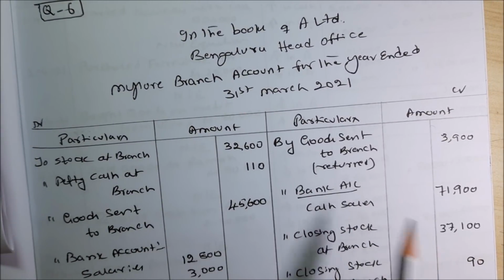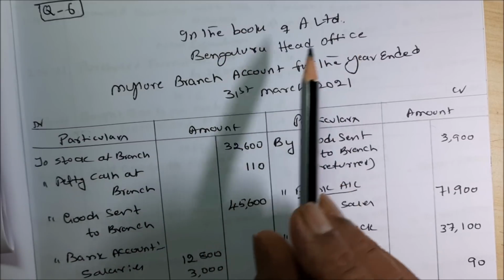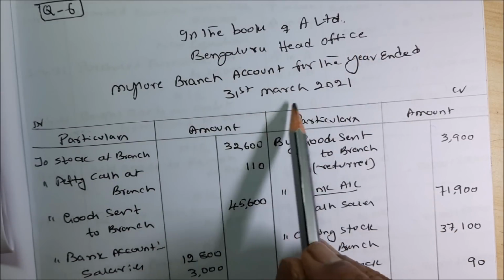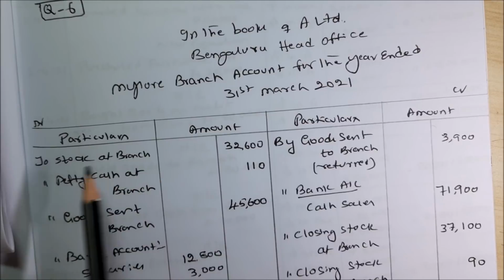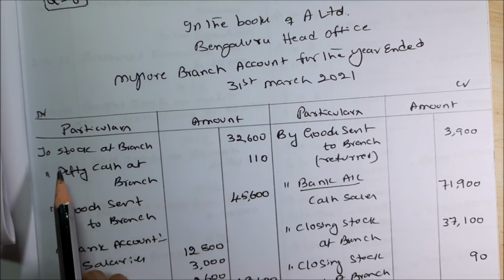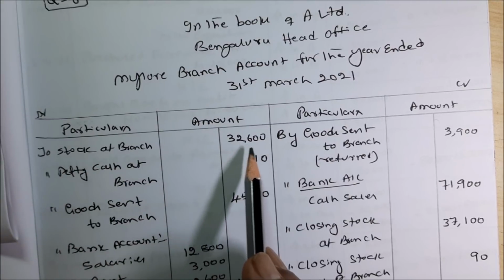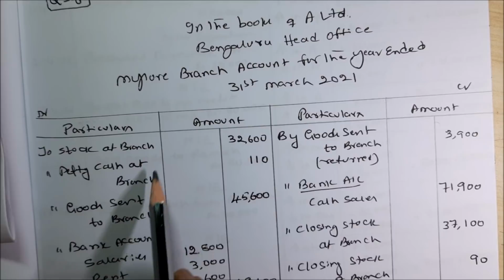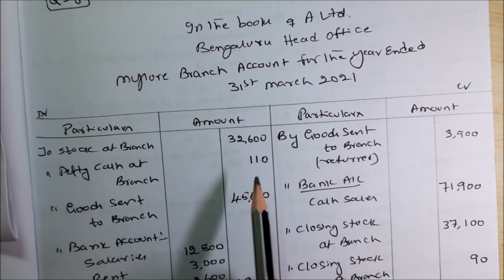Everything has been given. This is in the books of A Limited, Bangalore head office, Mysore branch account for the year ended 31st March 2021. Particulars, amount, debit, credit. Opening balance starts with: to stock at branch 32,600, to petty cash at branch 110. It is the opening balance which has been given in the problem as it is.